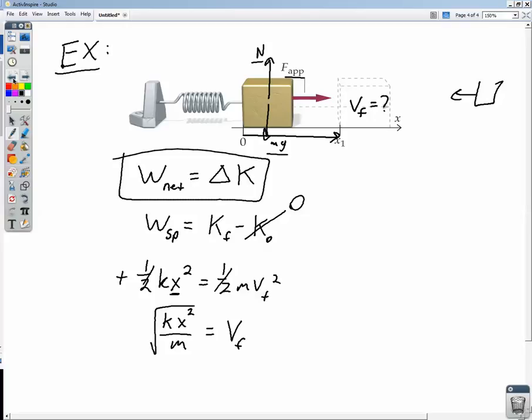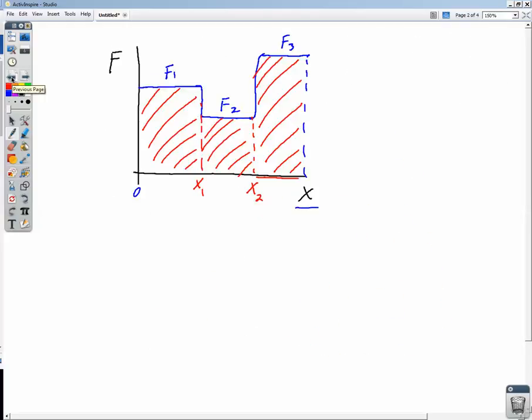Always remember that the area underneath our force and displacement graph is going to give us our work. All right? So again, area equals work. Oh, one last thing. I should have said this as well.